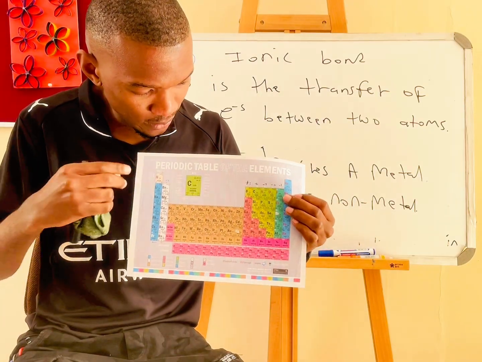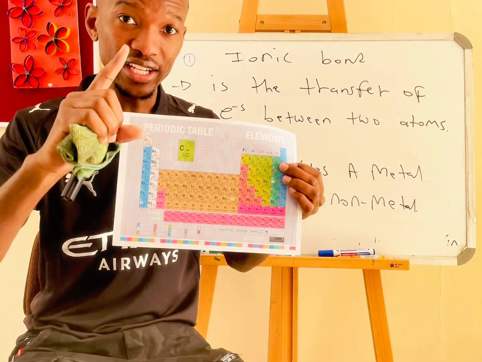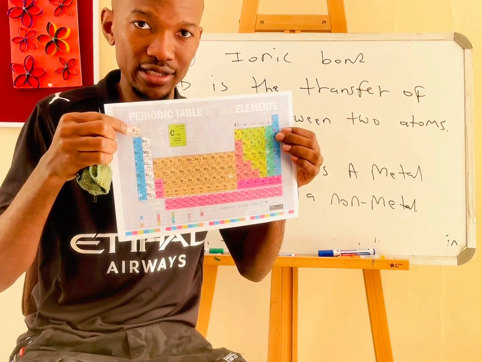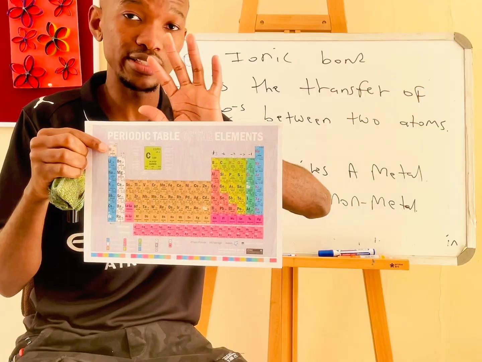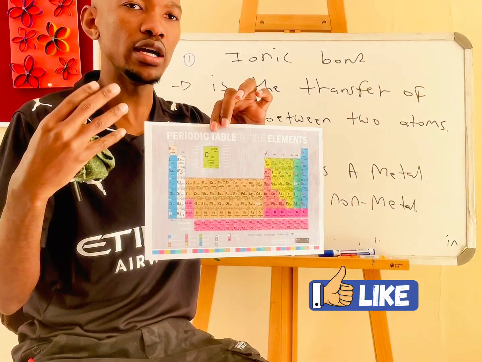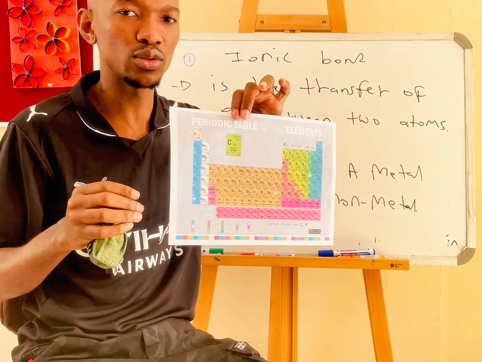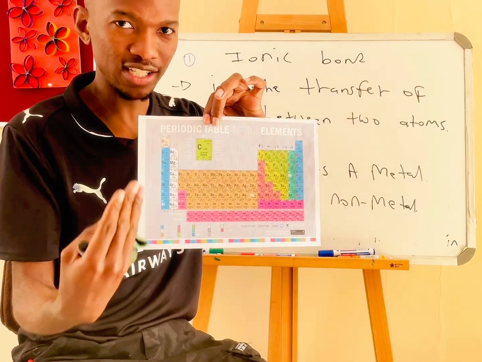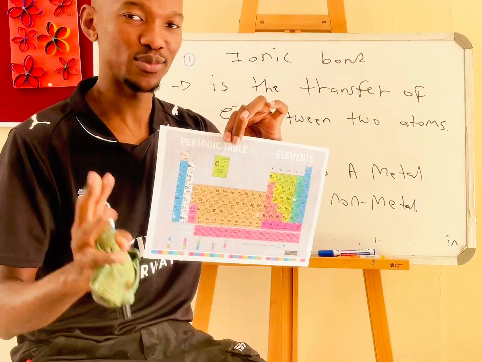And then there's only one non-metal element in group 1, which, if you can see, is hydrogen. Hydrogen is a non-metal, which was allowed to be in group 1, and I'll tell you why next time, not today.